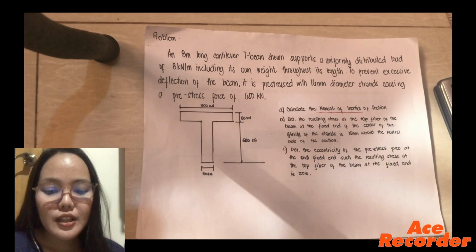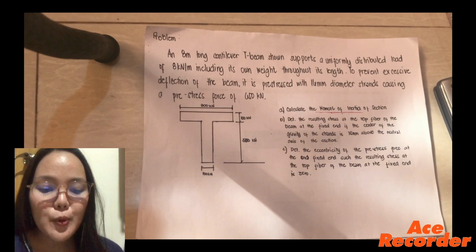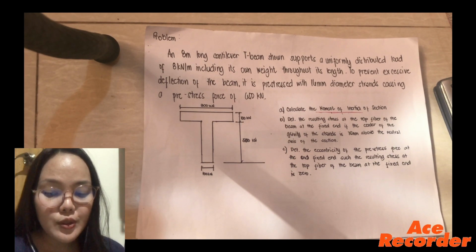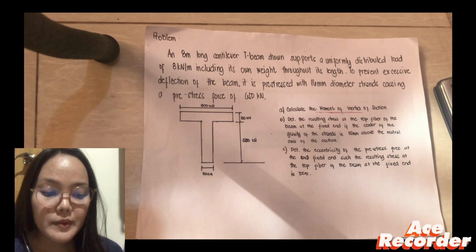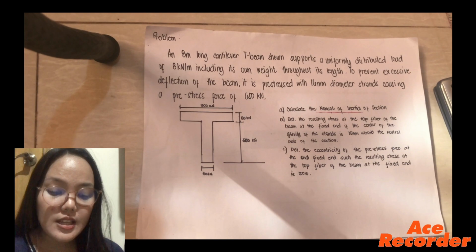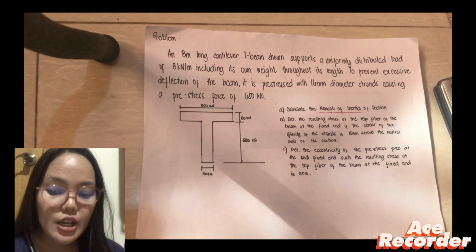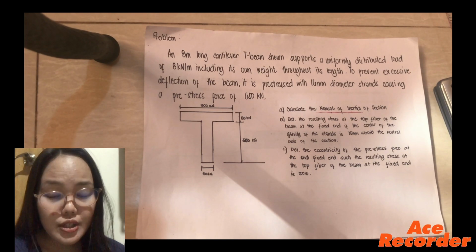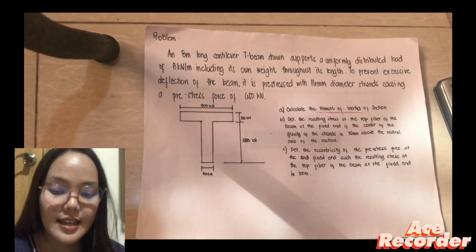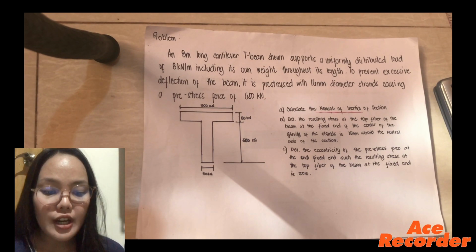An 8-meter long cantilever T-beam shown supports a uniformly distributed load of 8 kN per meter, including its own weight throughout its length. To prevent excessive deflection of the beam, it is pre-stressed with 16 mm diameter strands, causing a pre-stress force of 650 kN. Find the following. A. Calculate the moment of inertia of section.